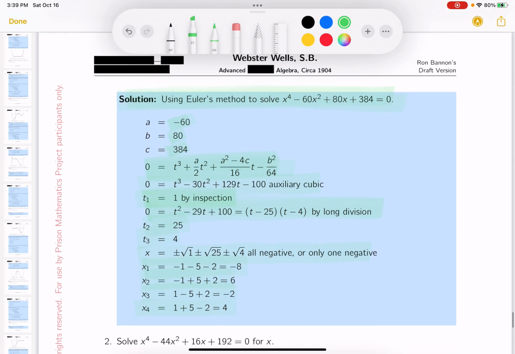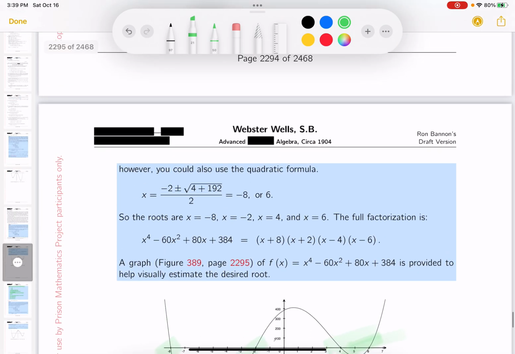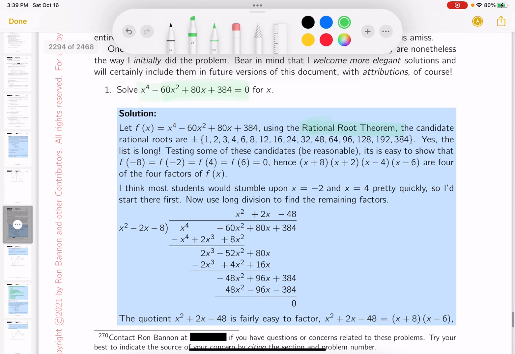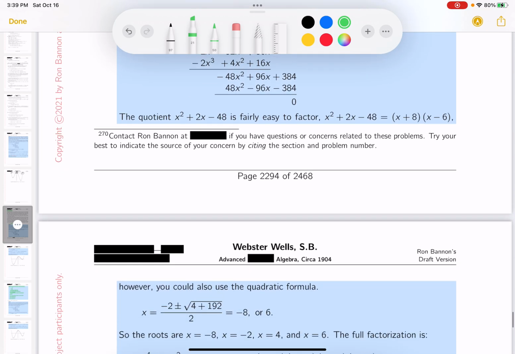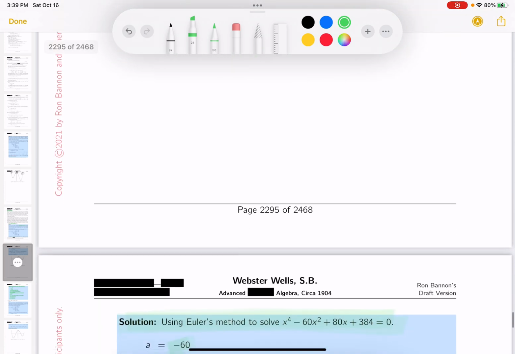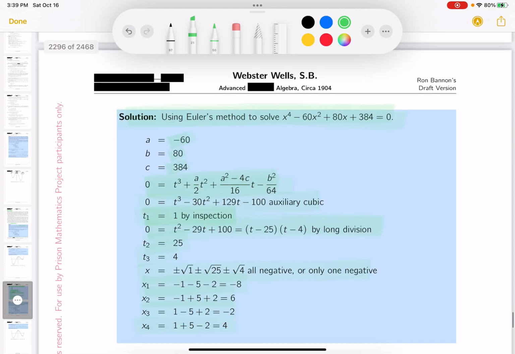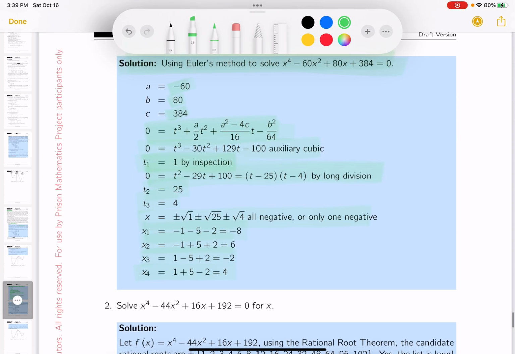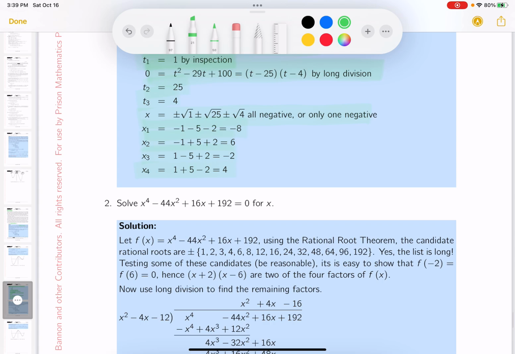It's not easy, by the way. What would I prefer to do? I actually prefer to do the rational root theorem. I prefer it, because the other one's just too much work for me. Don't let that create a bias in your own opinion. You might say, no, I want to do this instead. You do what you want. What I do over here, I still did the rational root theorem.